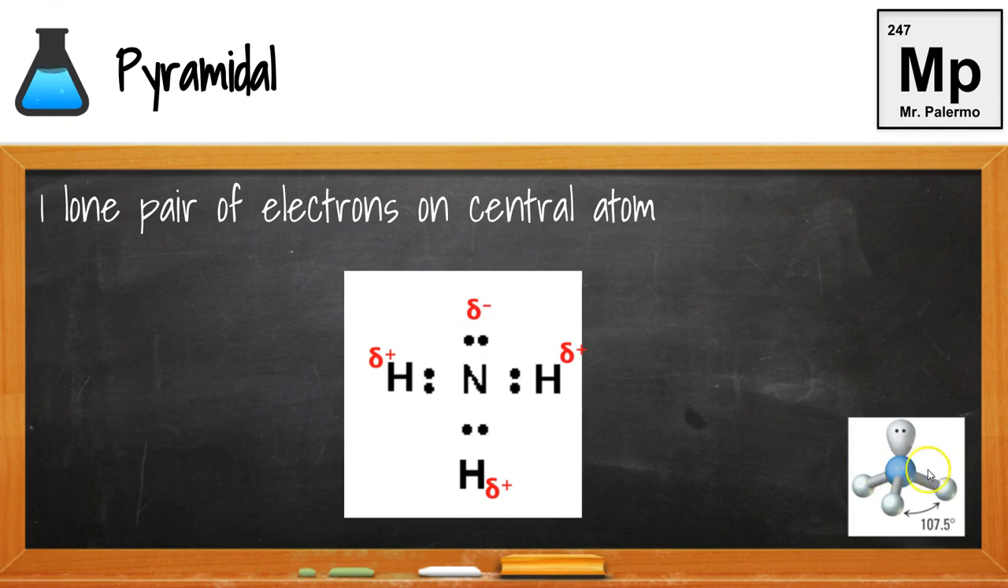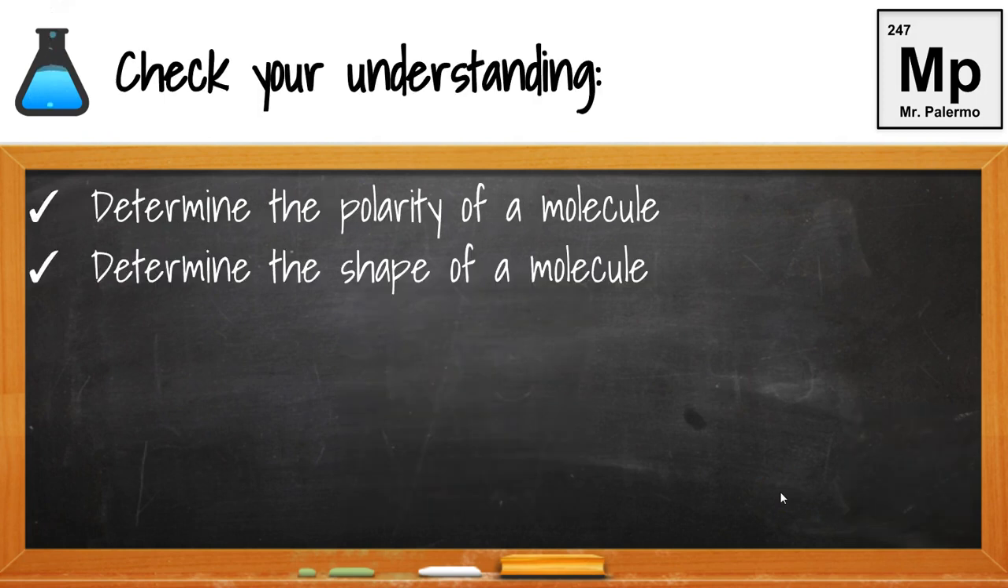But if you look at the 3D model here, you can see a little bit more clearly that the nitrogen, which is more electronegative, this side of the molecule is the negative side, and then down here is the hydrogen side of the molecule, and that's the positive side. So let's check your understanding. Can you determine the polarity of a molecule, and can you determine the shape of a molecule?